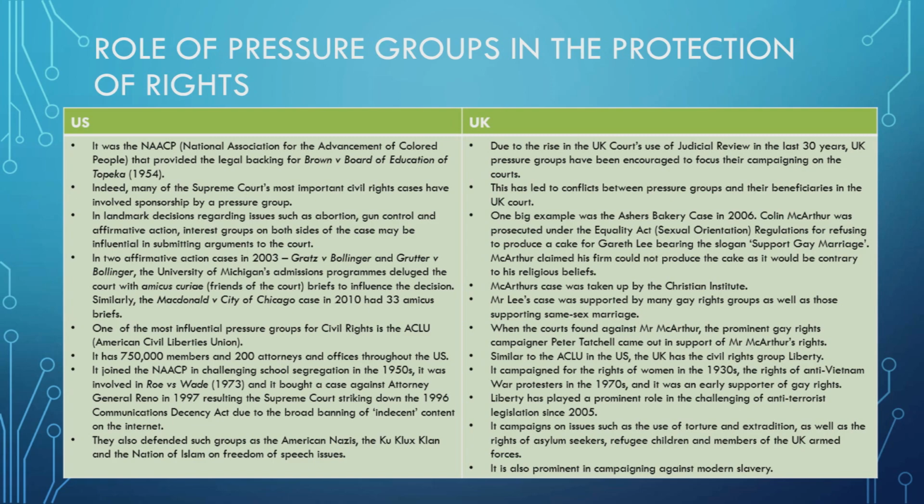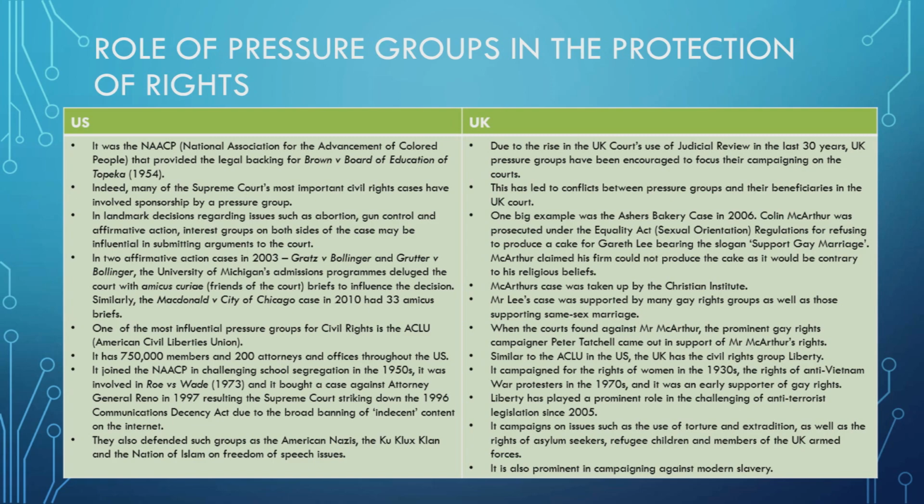And this campaigned for the rights of women in the 1930s and the rights of anti-Vietnam War protesters in the 1970s, and it was an early supporter of gay rights. They've also played a prominent role in the challenging of anti-terrorist legislation since 2005. So again, Liberty is like the ACLU in that it protests based on principle. It also campaigns on issues such as the use of torture and extradition, as well as the rights of asylum seekers, refugee children, and the members of the UK Armed Forces, and it's recently been much more prominent in campaigning against modern slavery.